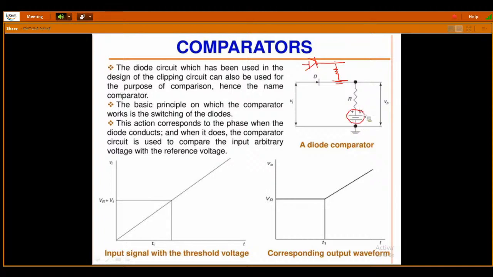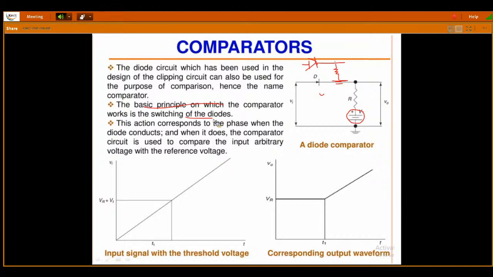Now how is the circuit acting as a comparator? That we will see now. The basic principle on which the comparator works is the switching of a diode. Now what is switching of a diode? That we will discuss in the remaining 40 to 45 minutes of time.